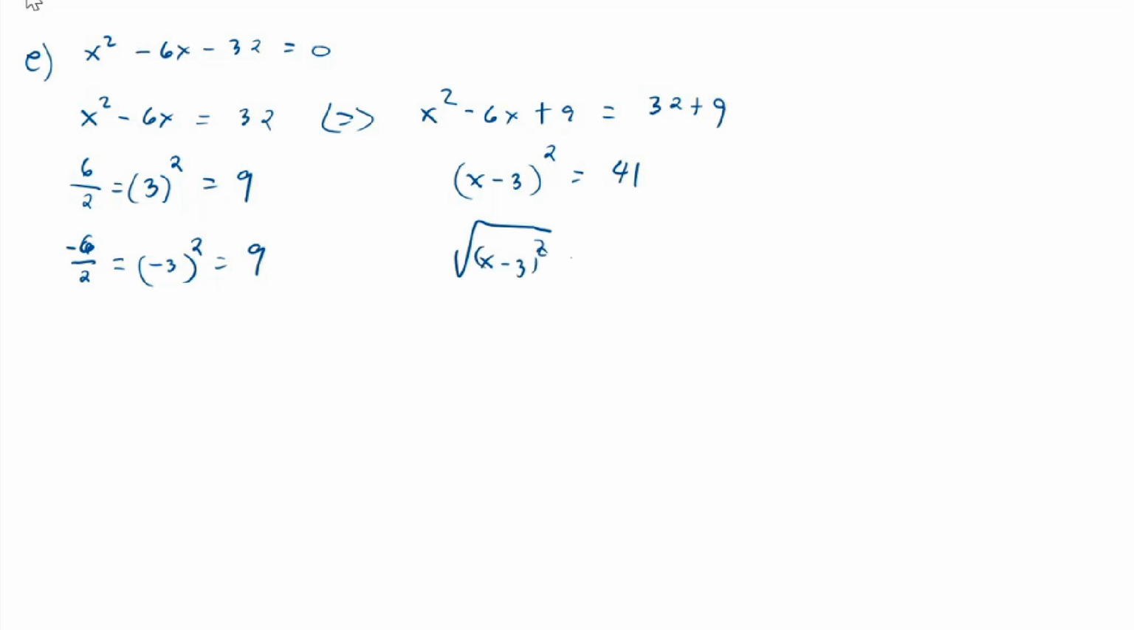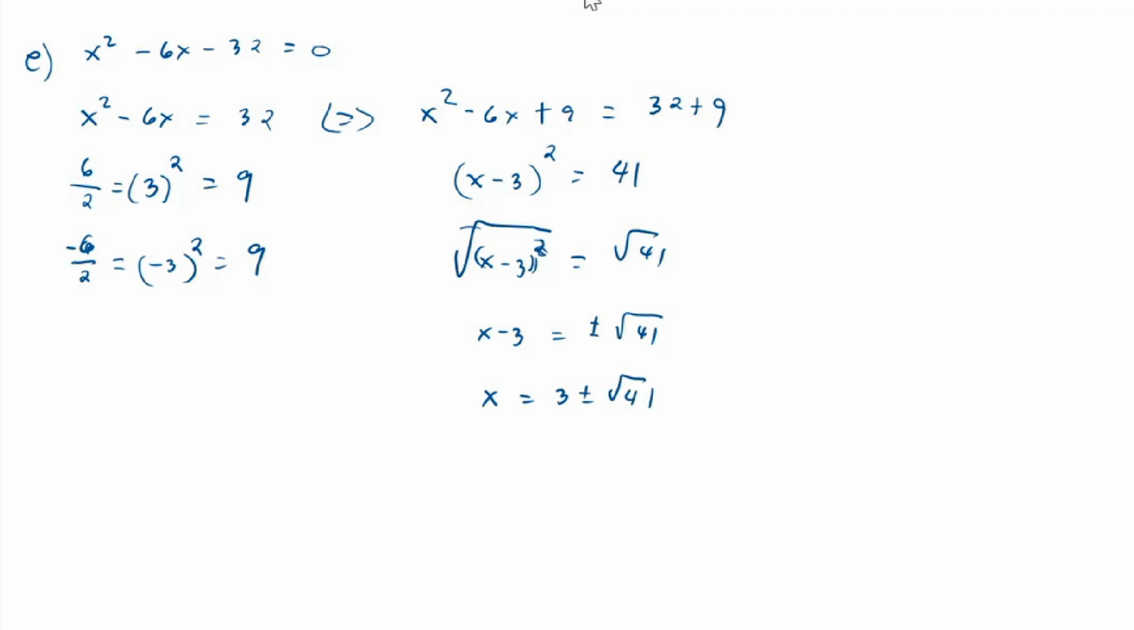Okay, so take the square root of both sides. The square root of x minus 3 squared equals the square root of 41. So this is cancelled. We have x minus 3 equals plus and minus the square root of 41. But 41 has no perfect roots, so just leave it as the square root of 41. If possible, you just use the radical sign instead of decimal numbers. Transposing negative 3, we have x equals 3 plus and minus the square root of 41.